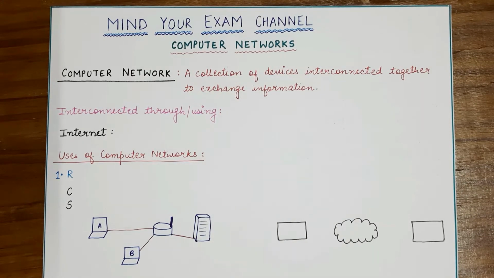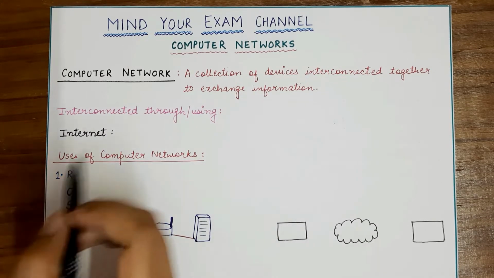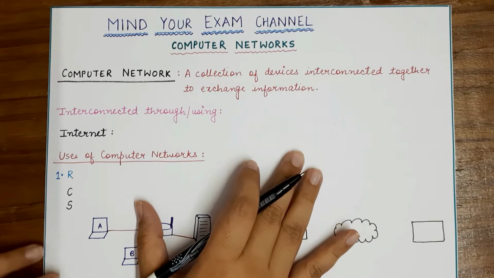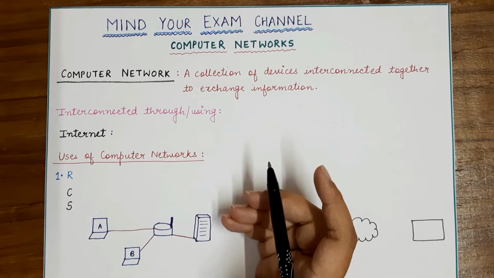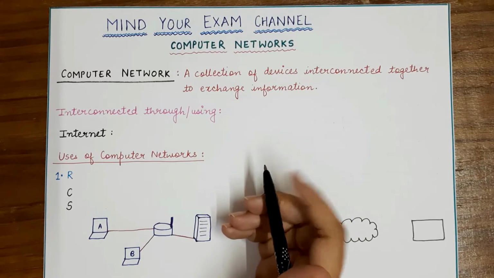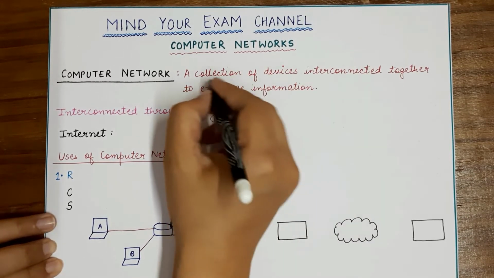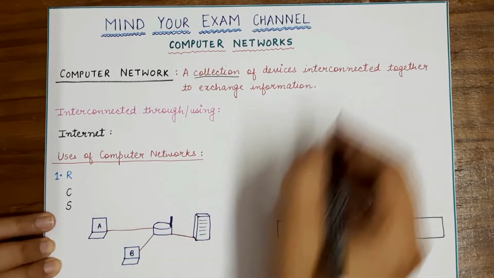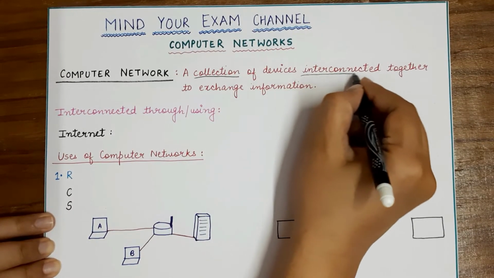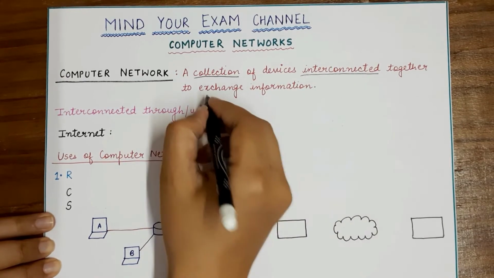In this video, we will be starting with computer networks. Alright, so starting with what is a computer network. Before studying computer networks, you must know what is a network or what is a computer network. A computer network is a collection of devices. These are digital devices which are interconnected together so that they can exchange information.